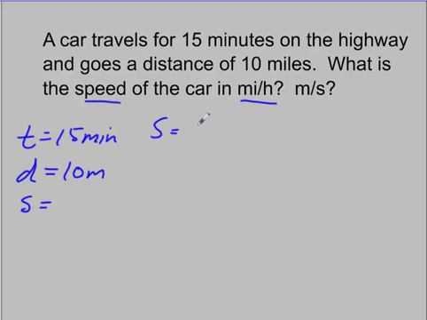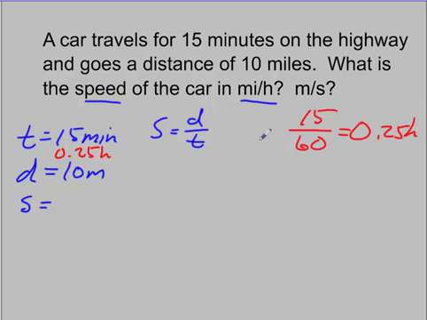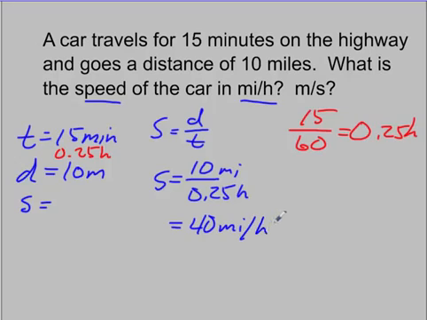Once again, my speed is equal to distance divided by time. But I want it in miles per hour, and this is in minutes. So the first thing I have to do is convert my 15 minutes to hours. There are 60 minutes in an hour, so 15 minutes is 0.25 hours. So my time is now 0.25 hours. Now I can plug this into my problem. My speed is equal to my distance, which is 10, divided by 0.25. So let's put miles and hours. My speed is now 10 divided by 0.25, which is 40 miles per hour. That would be the answer to the first part of the problem.